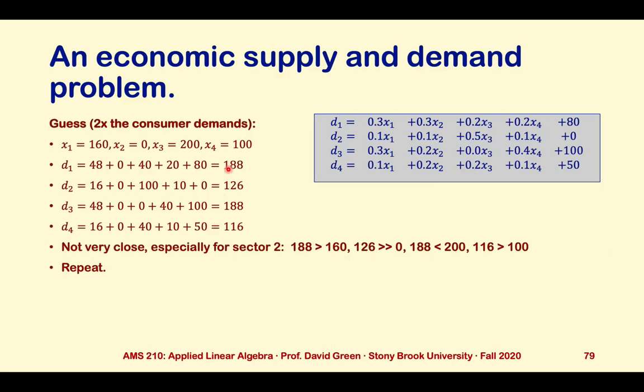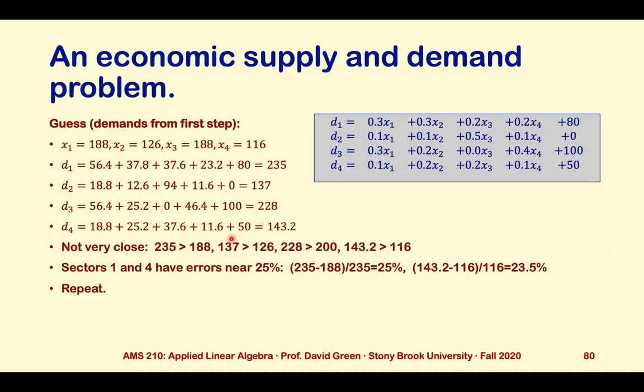We would take these answers and we would plug them in again. We could probably do one more step by hand with a calculator. It already starts getting messy. If we do that, we get a new set of demands. We're still pretty far away.